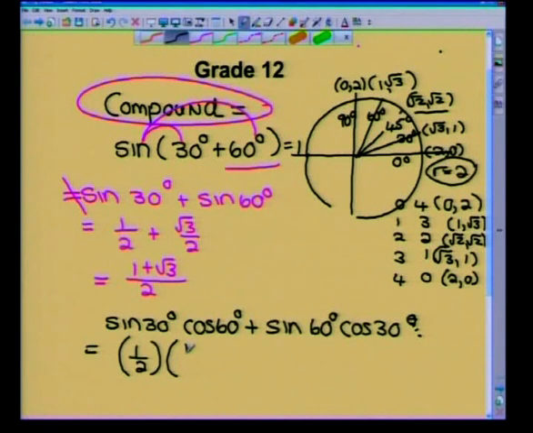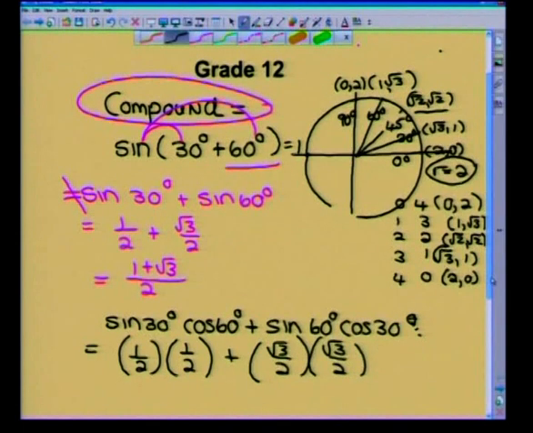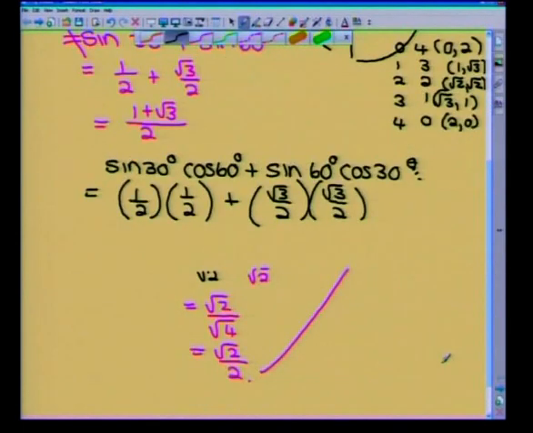The cos of 60 is also a half. The sine of 60 is root 3 over 2. And the cos of 30 is also root 3 over 2. Let's move it down a little bit. A little bit too far. Let's just clean this up a little bit so we can refer to it.